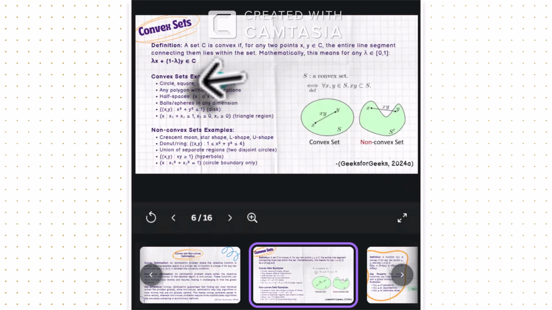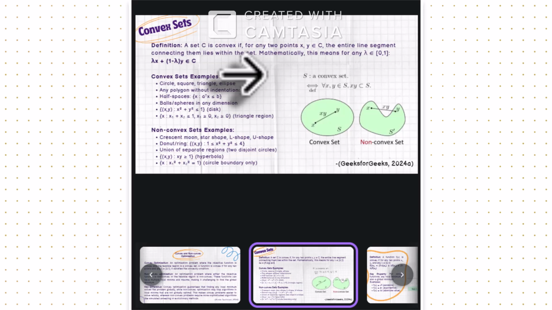Mathematically, this is written as: for any lambda between 0 and 1, lambda times x plus 1 minus lambda times y also belongs to the set C. This simple condition guarantees that convex sets have no gaps or holes. If you pick 2 points in the set, everything in between is also included.